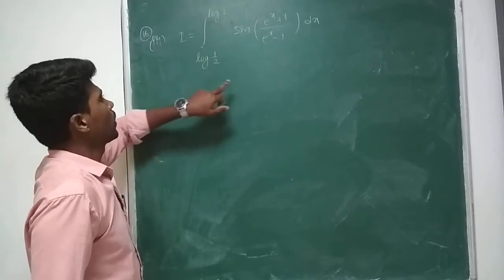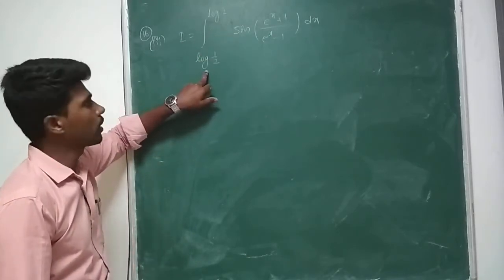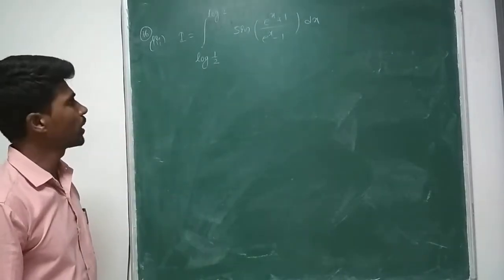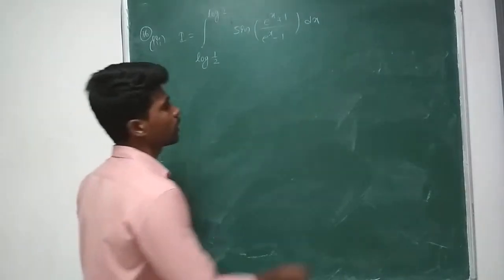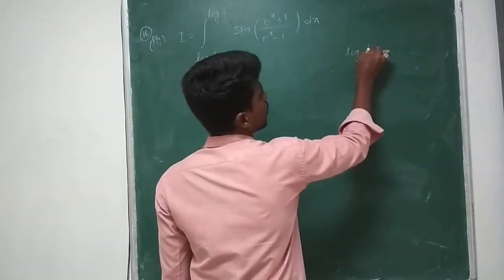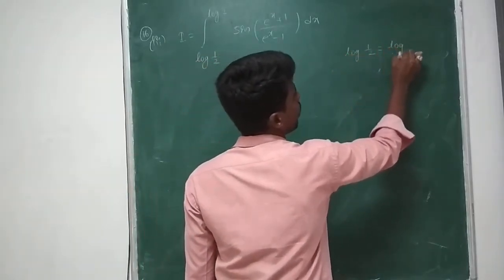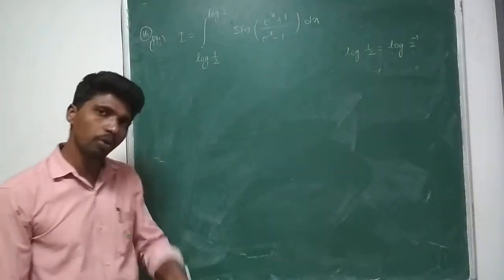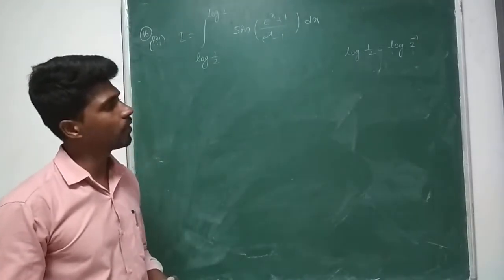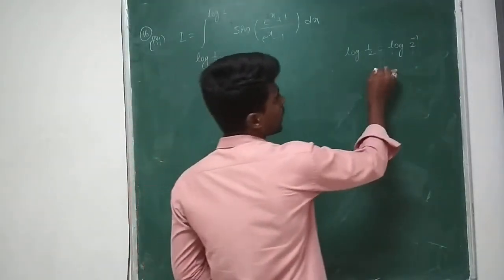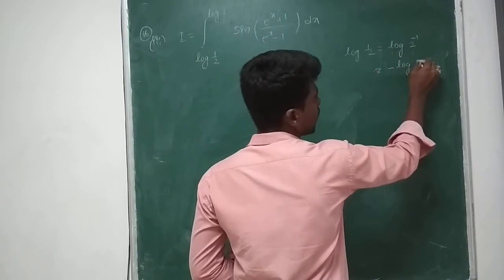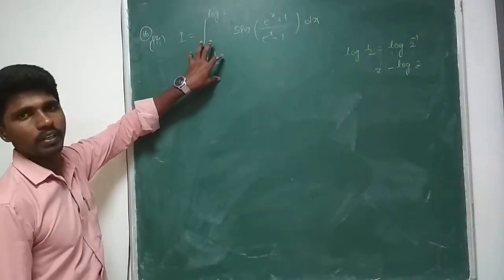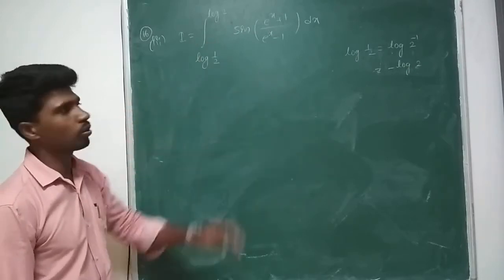See, I have here log 2 and this one is log 1 by 2. So logarithms, I want to express both in the same way in terms of 2. How can I express? Log 1 by 2 can be written as log 2 power minus 1. So it is in the form log a power m, which can be rewritten as m into log a. So I get minus log 2. So log of 1 by 2 can be rewritten as minus log 2.